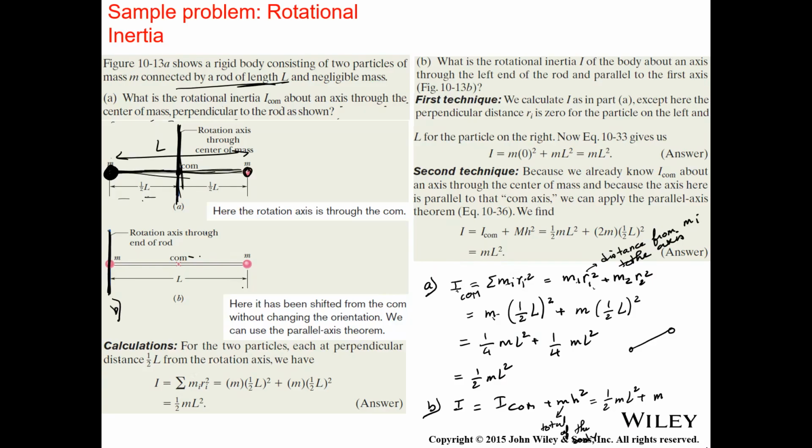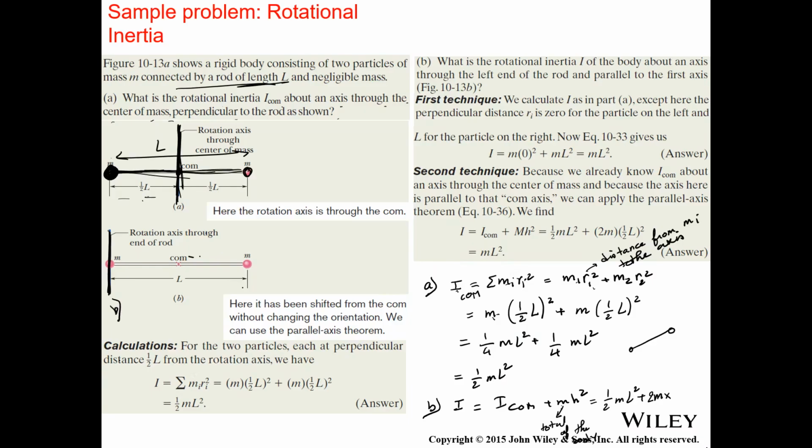And this is not just m, it is 2m, right? My system is made of these two masses. Previously, I had a quarter ml squared plus a quarter ml squared, which added up to half ml squared, right? Here, the mass is the total mass of the whole body, which is going to be 2m, not just m, right? So I'll put 2m.